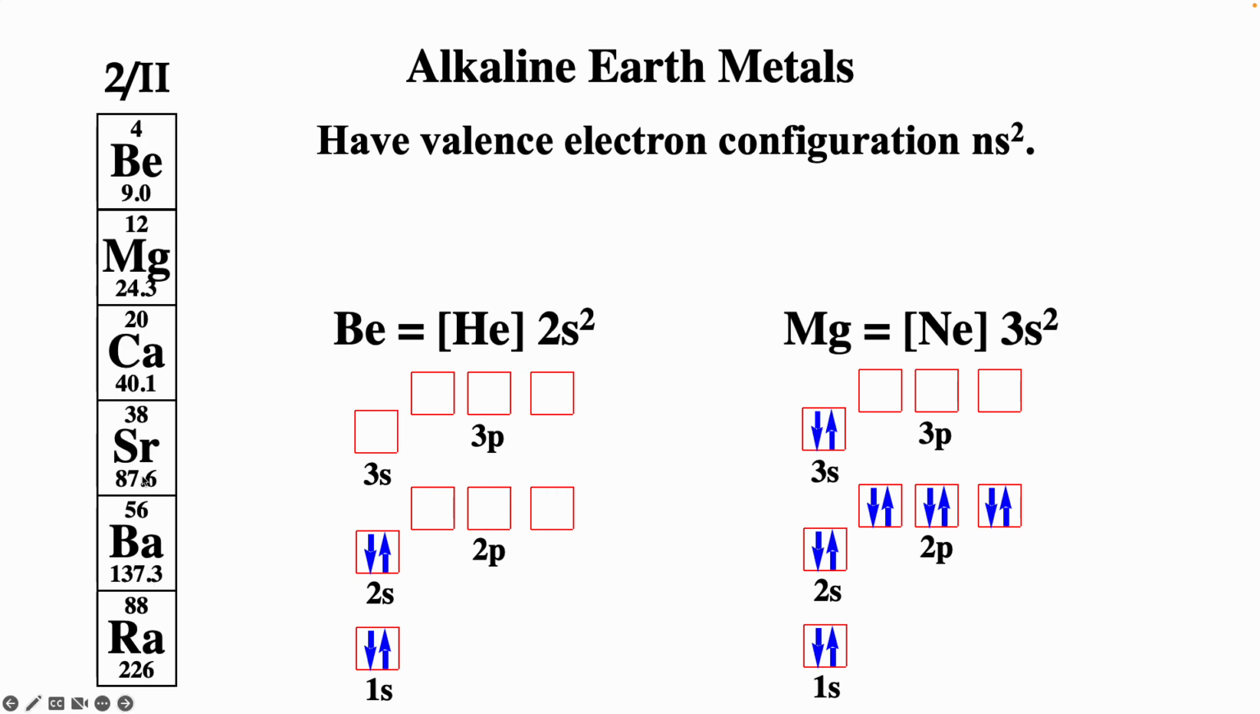Alkaline earths, they're in the second column. They have the valence electron configuration ns2. And so if they lose those 2 electrons, then they'll get noble gas configuration.